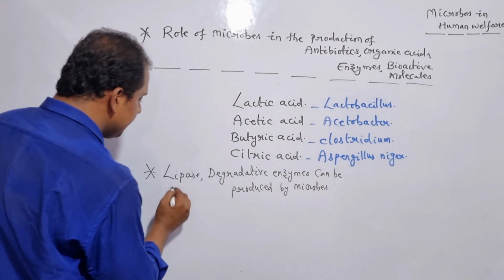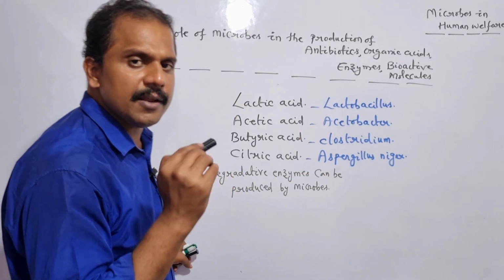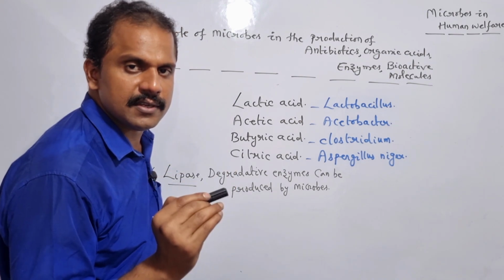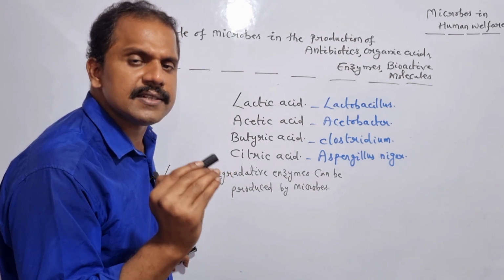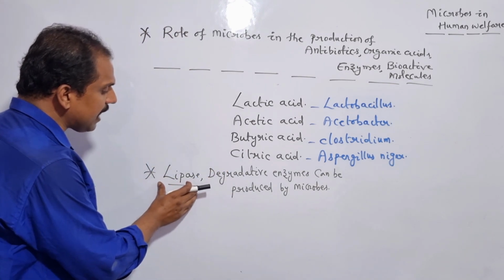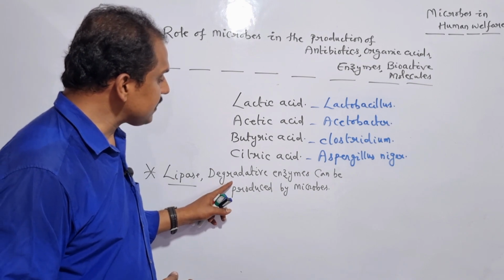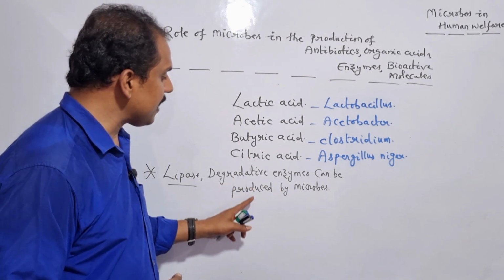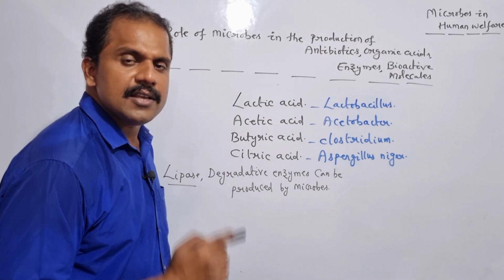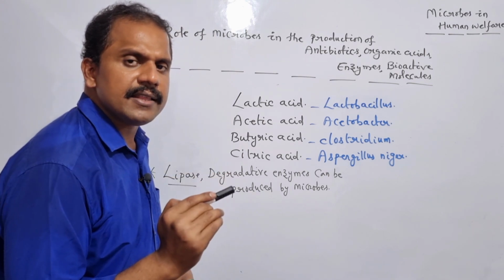So here these particular lipase enzymes are most commonly responsible for removing the oil stains which are present on the surface of the clothes. In order to remove the oil stains present on the surface of the clothes, most commonly the lipase enzyme is responsible. And in addition to this, even some of the degradative enzymes can be successfully produced by taking the advantage of microbes.